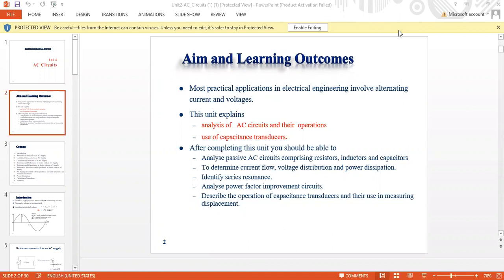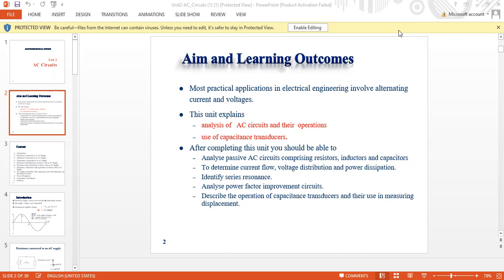Today, we will discuss Unit 2 in BEEE, Basic Electrical and Electronic Engineering. Our second unit is AC circuits. First of all, we will discuss the use of AC. Up till now, we have discussed DC supply and DC circuits, but 90% of electrical energy used nowadays is AC in nature. Electrical supply used for commercial purposes is alternating.